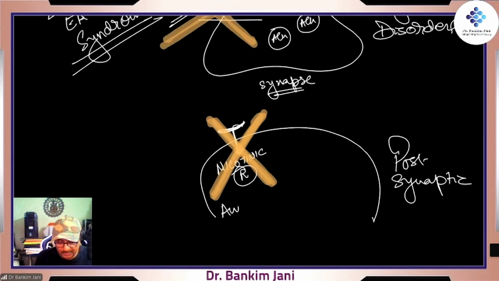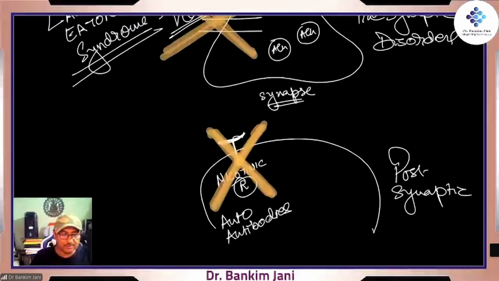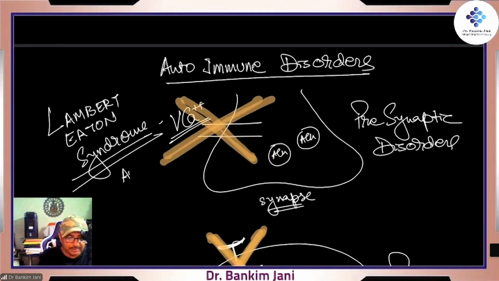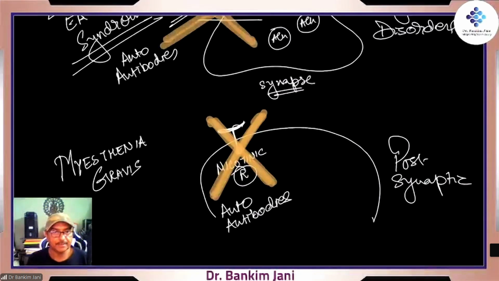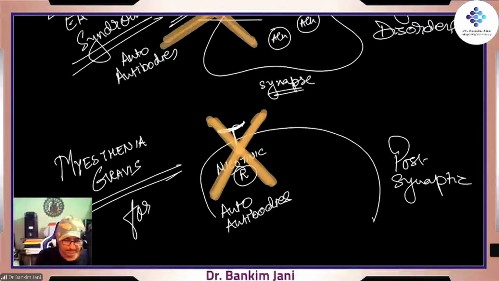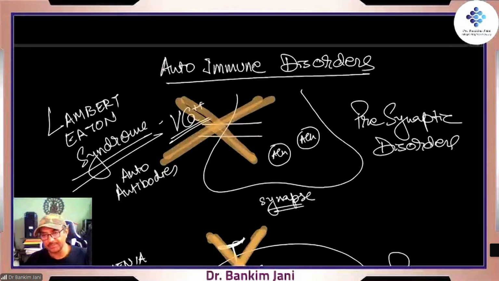So now, this patient has autoantibodies against nicotinic receptors. Over here, what was Lambert-Eaton doing? It was creating autoantibodies against voltage-gated calcium channels. Two, and this is what is called, you must have heard this name, myasthenia gravis. So in myasthenia gravis, there is formation of autoantibodies against nicotinic receptors. And in Lambert-Eaton, there is formation of autoantibodies against voltage-gated calcium channels.